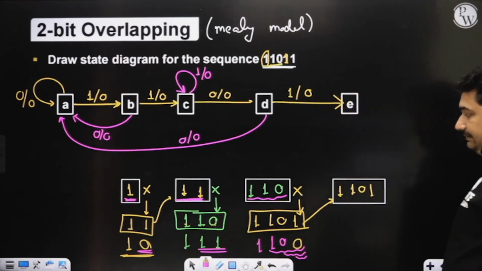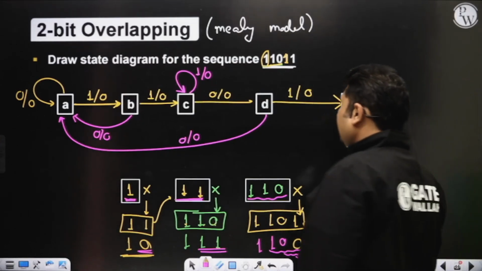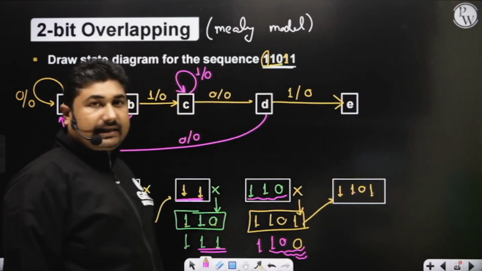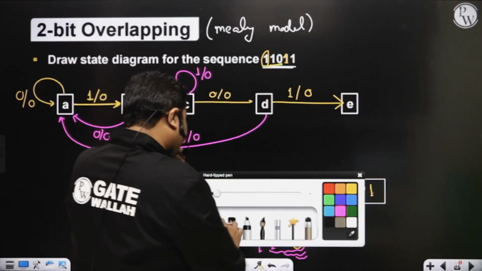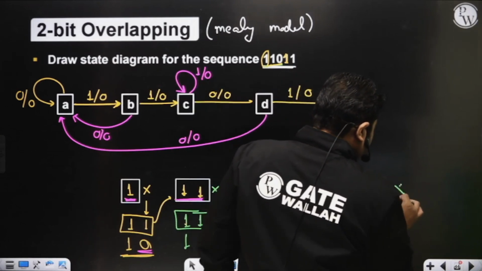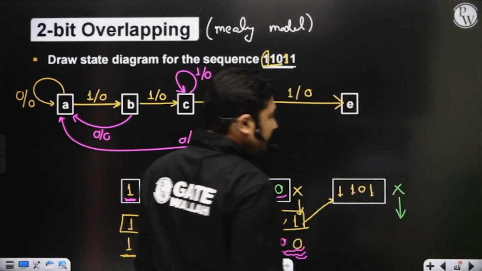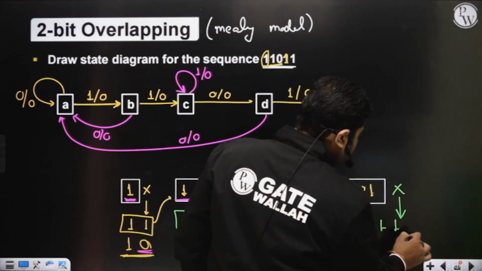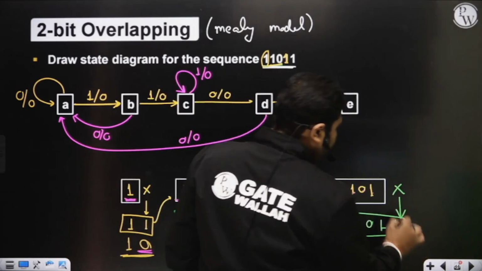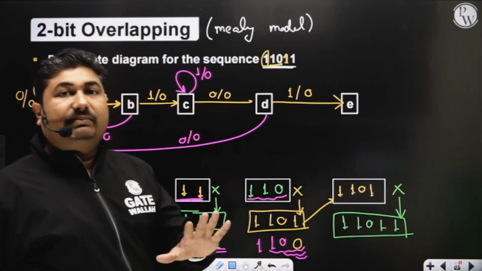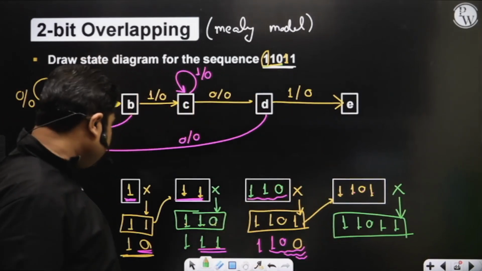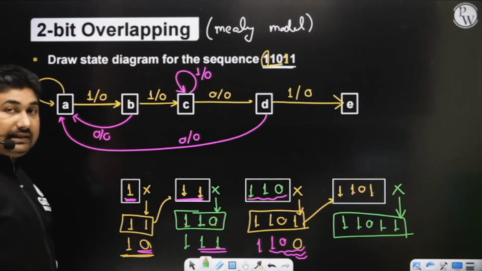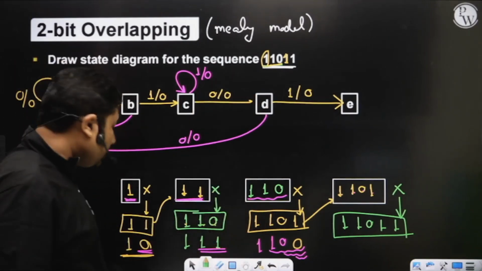Come to state E. Up to state E, how many bits of the sequence are detected? 4 bits in the sequence got detected. Now only we have to detect the 5th bit. Now there are two possibilities with the input X. Input X may be 0, may be 1. In case input X is equal to 1, it means all the bits in the sequence got detected.